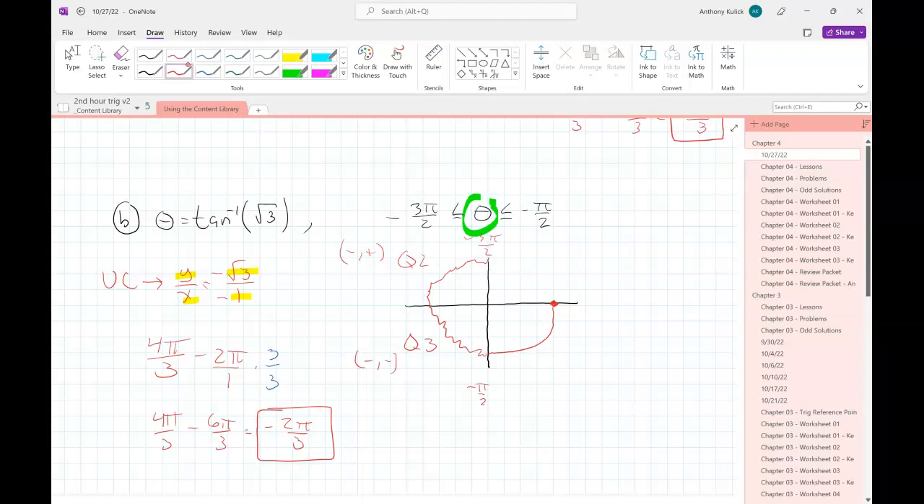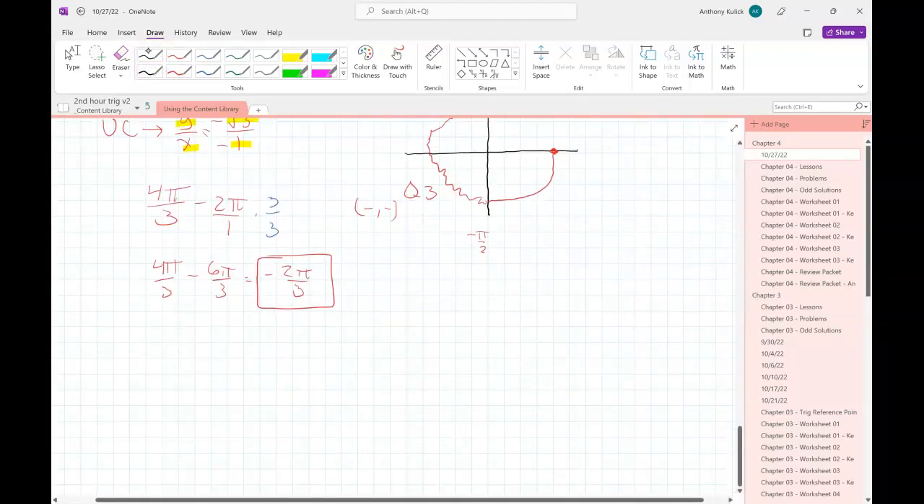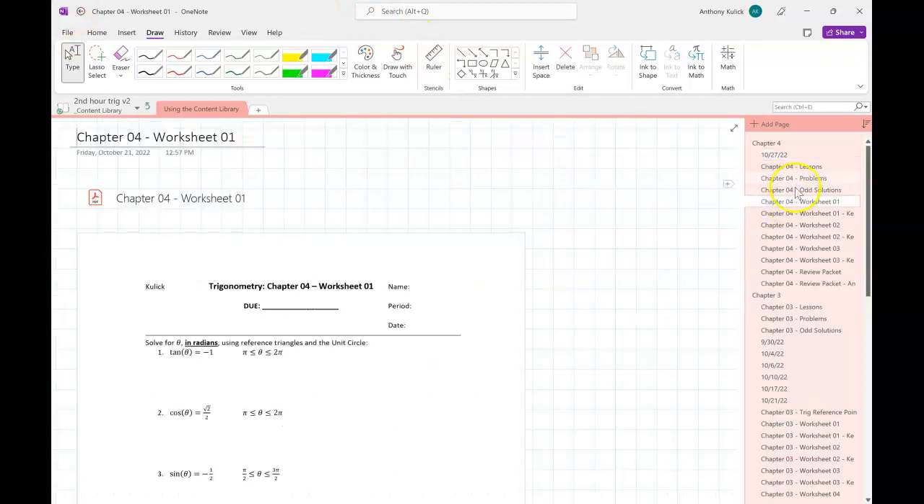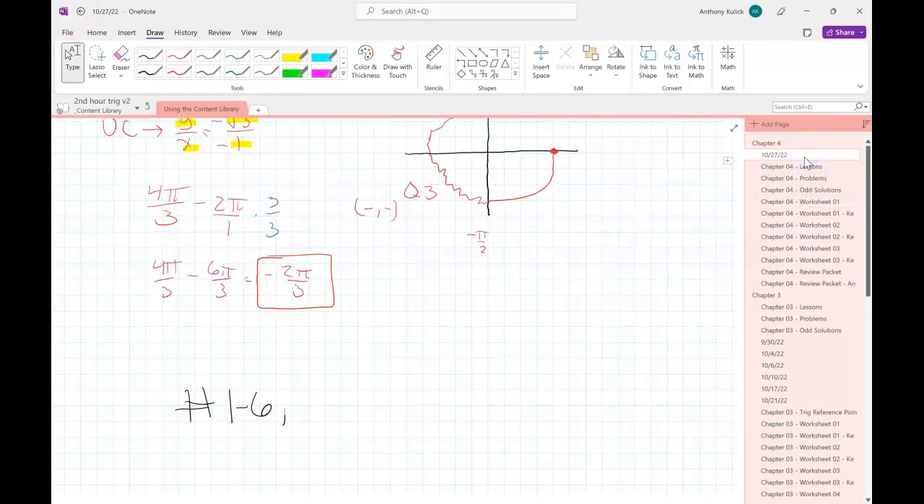What do you guys think? This is okay? All right. My favorite subject. So for your assignment, I'd like you to work on 1 through 6, and then worksheet 1. And that would be due November 6th. That sounds right. Just got so used to writing 10s.